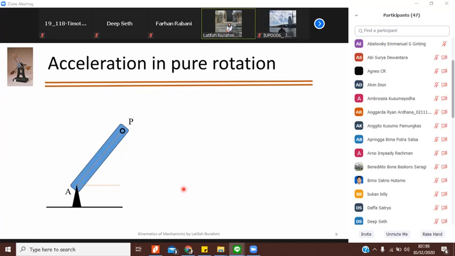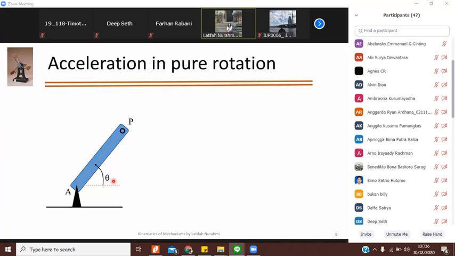Okay, next we will learn this. This is the simplest mechanism. This is not even a mechanism. This is just a simple bar from point A to point P. And here we have a pivot. We have a pin or anything which can rotate. Then the displacement is defined by theta.